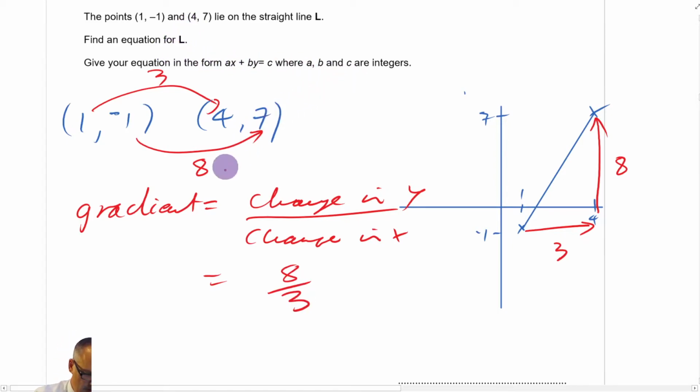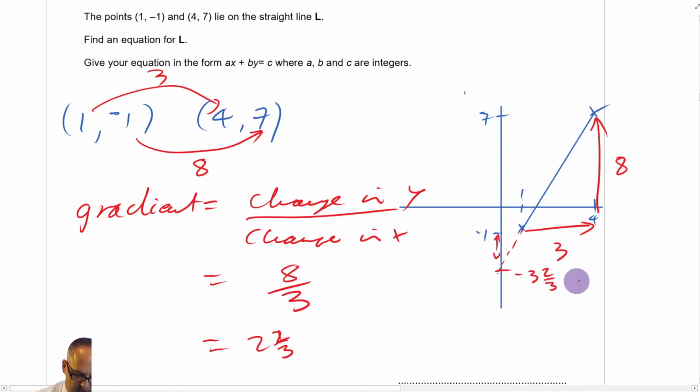We also want to know where it crosses the y-axis. We know the gradient is 8 over 3. That means if we go 1 along, going backwards, we go 8 over 3 down. If we continue, this distance is going to be 8 over 3. 8 over 3, if you don't like that, is 2 2/3. 3 goes into 8 twice, remainder 2. So this is going to be 2 2/3 down, so this is going to be minus 3 2/3.